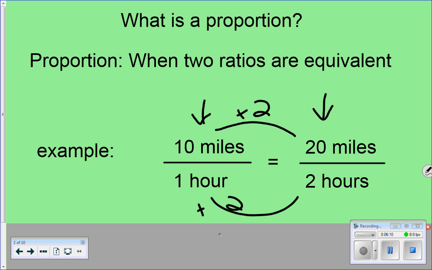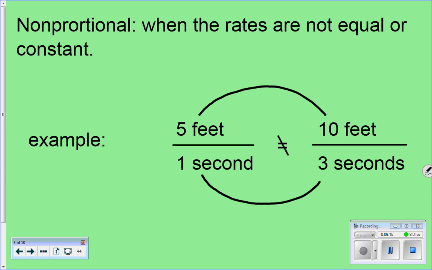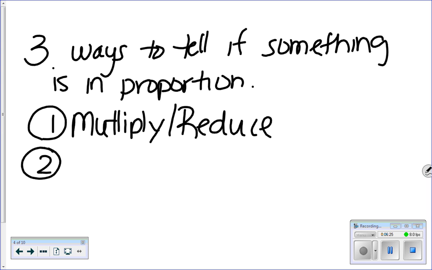Is it kind of making sense to you now? Like before, we talked about how this one wasn't in proportion because I multiplied by 2 here, and if I have to multiply by 2 down here, that should be 2, right? So this one's not in proportion. Another way I can tell if something's in proportion, and this is probably one of my favorites, is by dividing.